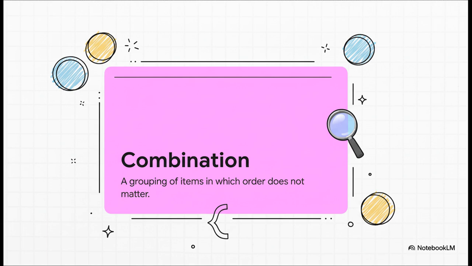So let's go back to Alice, Bob, and Carol. But instead of a race, we're just picking them to be on a project team. So is the team of Alice, Bob, and Carol any different from the team of Carol, Bob, and Alice? No way. It's the exact same group of people. In this case, the order you pick them in has 0 importance.